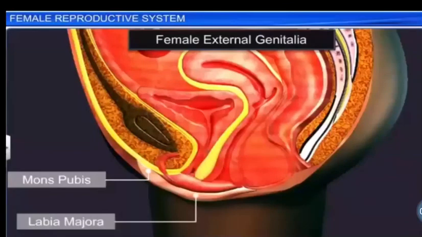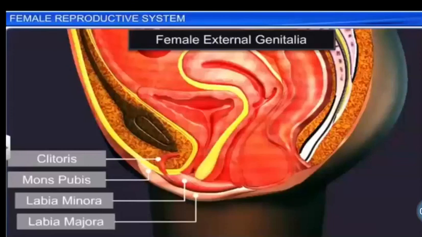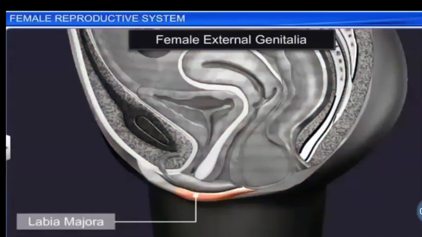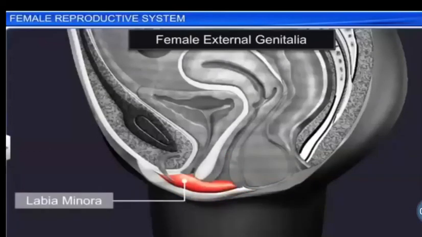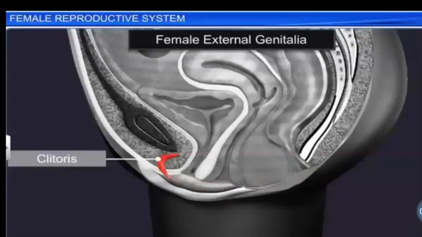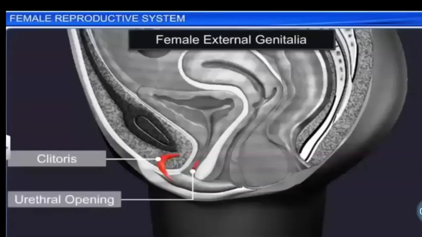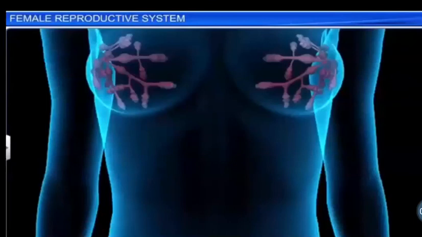The female external genitalia includes the mons pubis, labia majora, labia minora, and the clitoris. The labia majora consists of fleshy folds of tissue that extend down from the mons pubis and surround the vaginal opening. In and under the labia majora is the labia minora. Towards its upper end lies the structure called the clitoris. It is a small finger-like structure, and below it is the urethral opening.